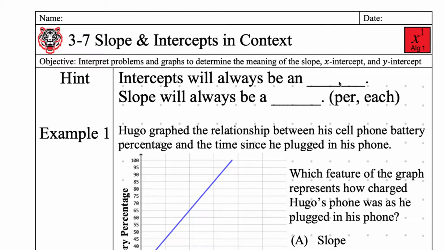Alright, Algebra 1, so we have a nice loud video today. I'm recording at school before I go home. Lesson 3-7, Slope and Intercepts in Context. Today's date is Thursday, October 17th, 2019.